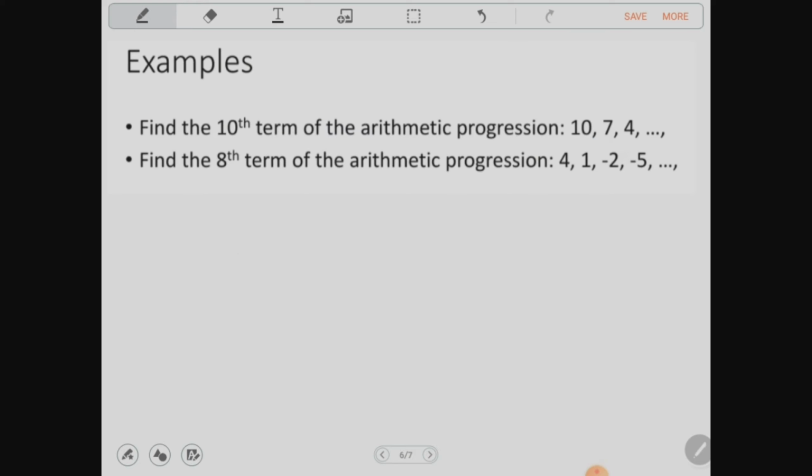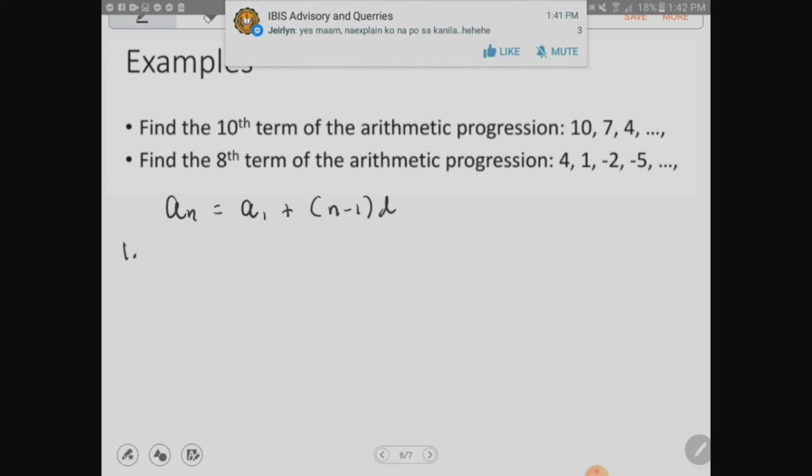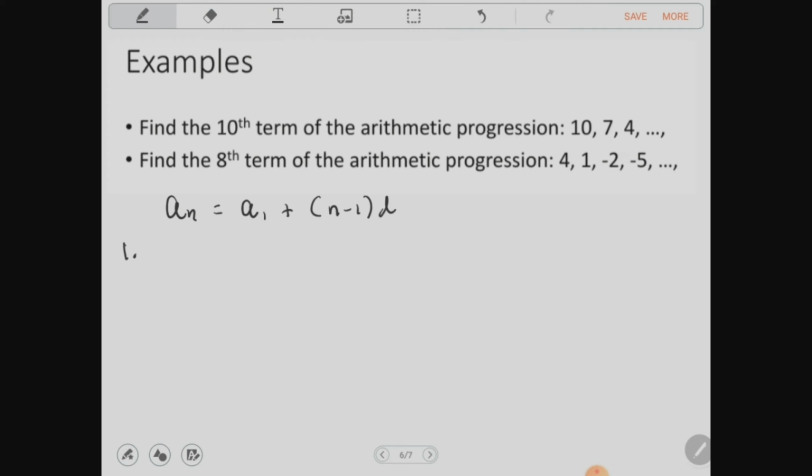So now let's have some examples on arithmetic sequence. By the way, let's state the formula again. We have A sub n is equal to A sub 1 plus the quantity of n minus 1 times D. Number one problem: find the 10th term of the arithmetic progression or arithmetic sequence 10, 7, 4, and so forth.